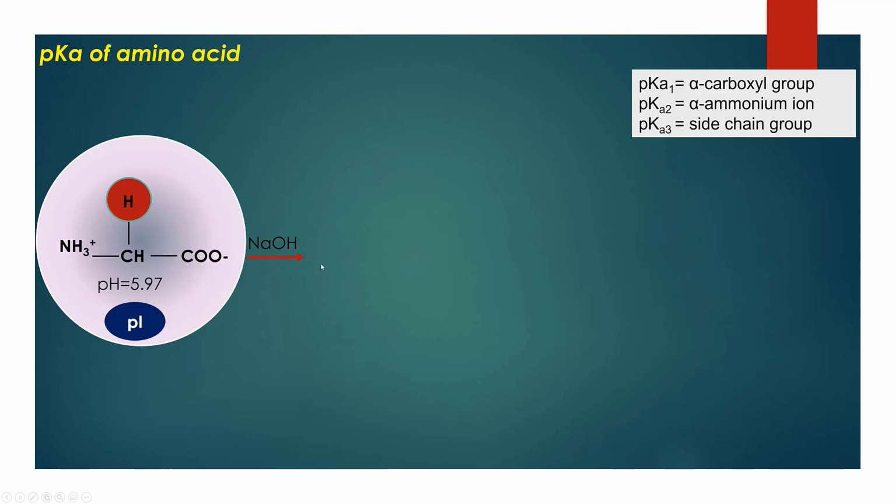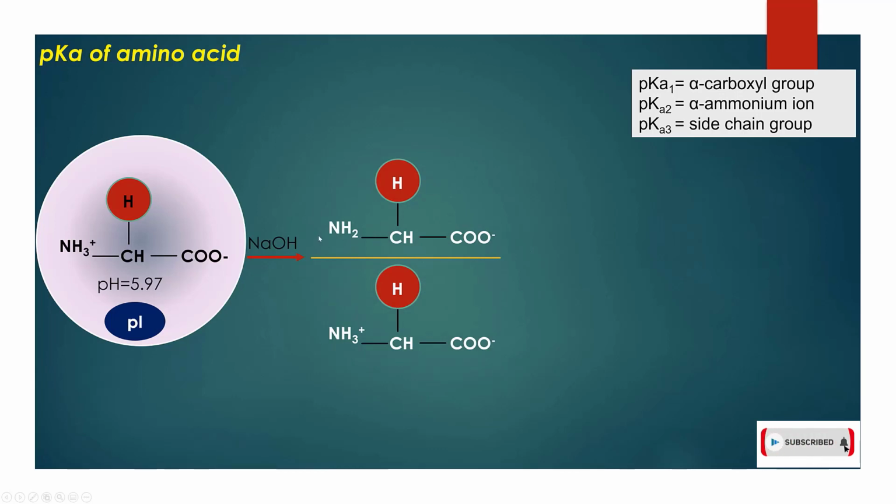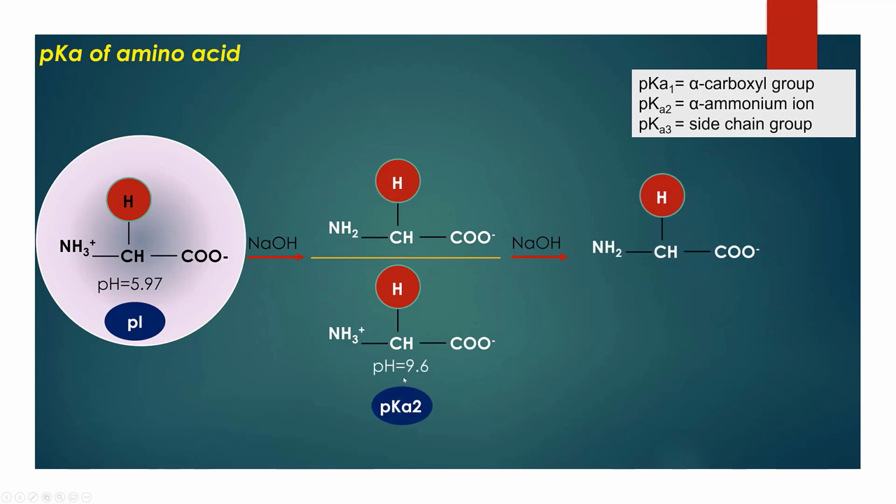When we add more NaOH to the solution, what happens? Again there is a state in which half of the amine groups dissociate their hydrogen in the solution while half remain. This is at pH 9.6 and is known as pKa2. So pKa2 is because of the alpha ammonium ion. Because glycine contains no ionizable side chain, glycine has only 2 pKa values, pKa1 and pKa2.